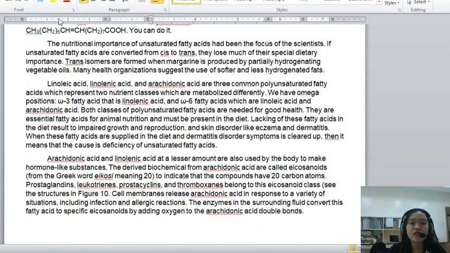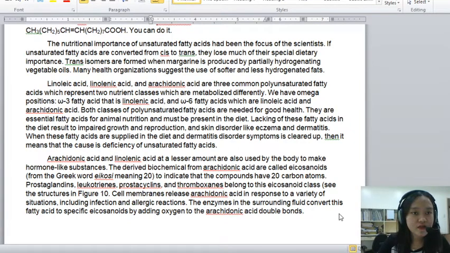Okay, so the nutritional importance of unsaturated fatty acids have been the focus of many scientists. So if unsaturated fatty acids are converted from cis to trans, they lose their special dietary importance. So kapag kinonvert mo yung cis unsaturated fatty acid to trans, nawawala yung kanyang nutritional value.